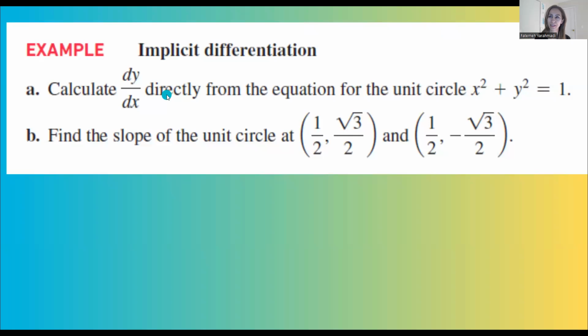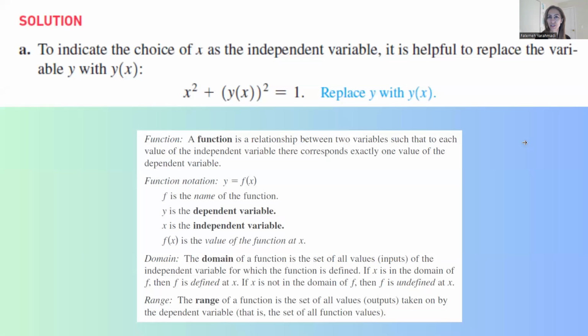Going to talk about implicit differentiation of a unit circle. Implicit differentiation, the rate of change of y with respect to x is denoted by dy over dx. And then you have a unit circle which is x squared plus y squared equals 1. Now let's go to the next page.